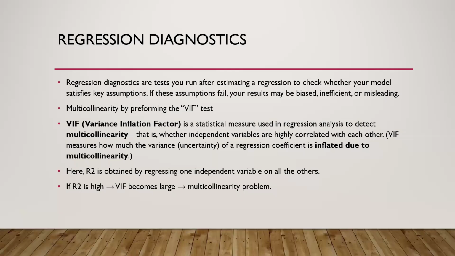When you're performing the regression diagnostics, you check your R-square, which is obtained by regressing one independent variable on the other variables. If the R-square is higher, it leads to the VIF becoming larger. When you run your analysis and you notice that your R-square is higher and your VIF becomes larger, then there's definitely a multicollinearity problem. Sometimes you run your regression and you realize that you get 0.98. Yeah, they are high. Then there's a possibility that there is a multicollinearity problem.